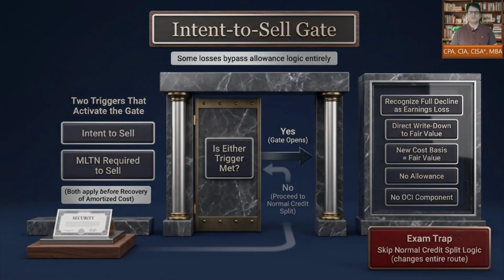Before performing the credit versus non-credit split, we must pass through the intent to sell gate. If the entity intends to sell the security before recovery, or if it is more likely than not required to sell before recovery, then the security is written down directly to fair value. The full decline goes to earnings, no allowance is established, and no OCI component remains. This is a major exam trap. If the intent to sell gate is triggered, do not continue running the normal allowance split. The route has already changed.